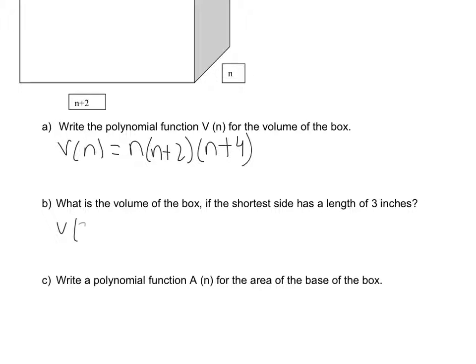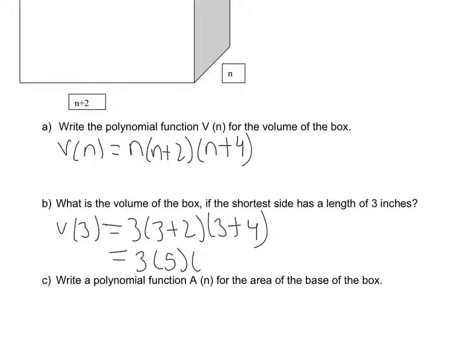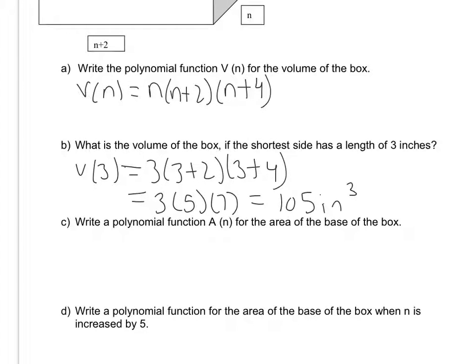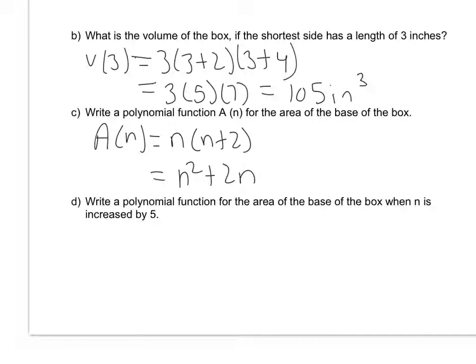So that means v of 3 equals 3 times 3 plus 2 times 3 plus 4. So that's 3 times 5 times 7, which is 105 inches cubed, because you did inches times inches times inches. So now it wants the area of the base of the box. Well, that's just n times n plus 2, and that one would be n squared plus 2n.